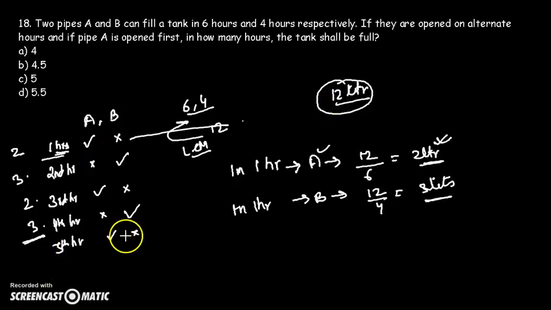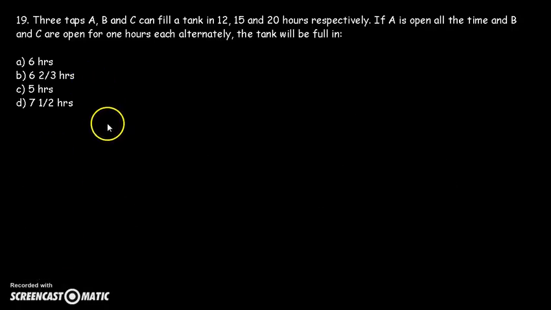Now we know that A will be filling in 2 liters in the next hour. So at the end of the 5th hour itself, 2 more liters are filled in and the tank is full. 3 plus 2, 5 plus 2, 7 plus 3, 10 plus 2, 12 liters is done at the end of the 5th hour. So total time taken is 5 hours. Let's take the next question.